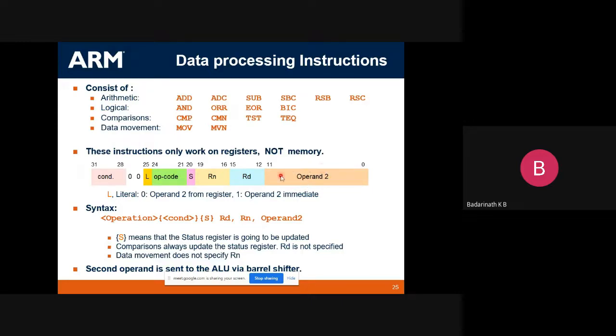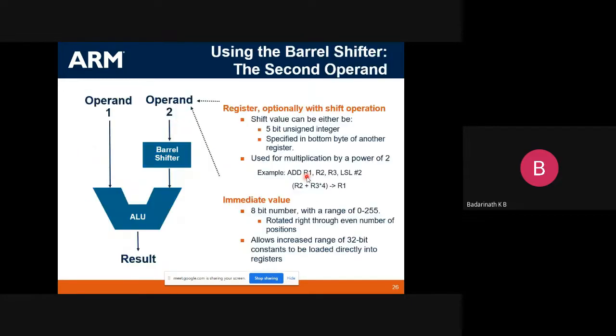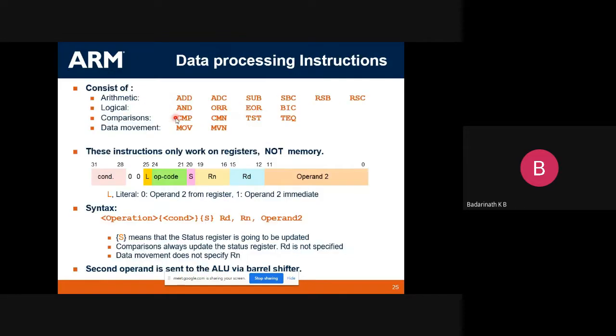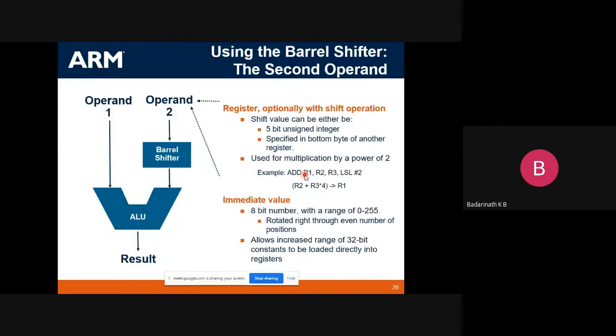If I use that as a register, there is a provision. This is because operand 2 comes through a barrel shifter in the case of an ARM architecture. That means whatever operand 2 you specify, when I'm talking about a register, operand 2 can be either a register or an immediate. Now I'm thinking of the case where operand 2 is a register.